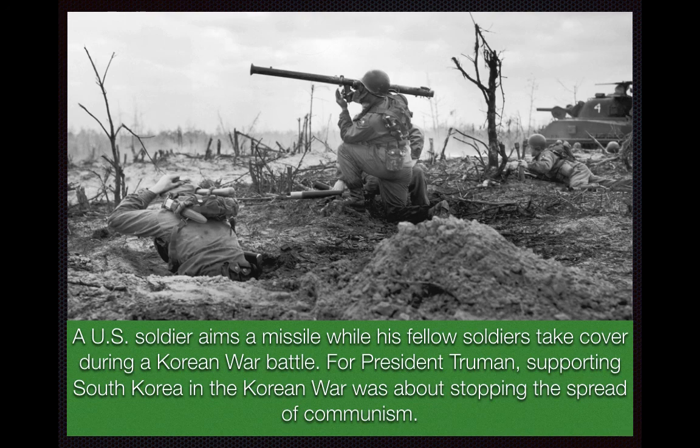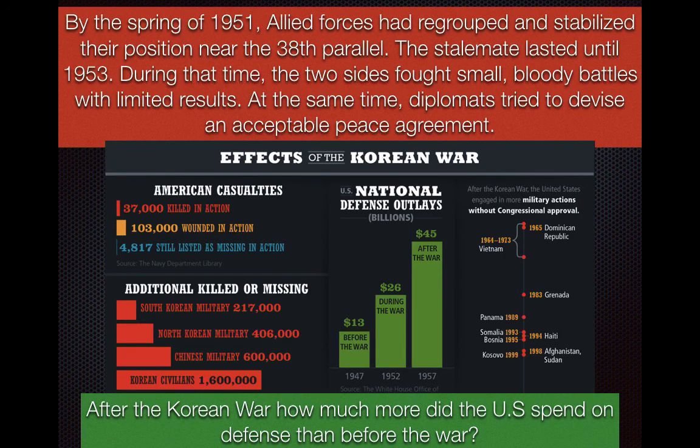The Korean War, the Korean conflict, is technically not even a war, is still ongoing. There's just a ceasefire. This is an image of a U.S. soldier aiming a missile while his fellow soldiers take cover during a Korean War battle. For President Truman, supporting South Korea in the Korean War was about stopping the spread of communism. Again, containment.